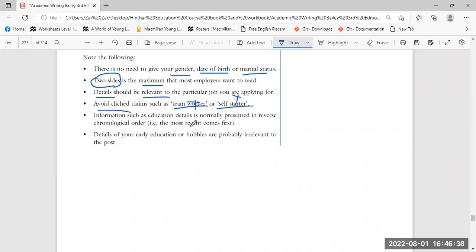And information such as education detail is normally presented in reverse chronological order. Reverse chronological order here means you shouldn't start with high school. You have to start with your university degree, okay? University degree, and go to maybe diploma. This is reverse chronological order. Because in education detail, we first mention the latest educational status in our CV. Okay, then we go to the previous ones.